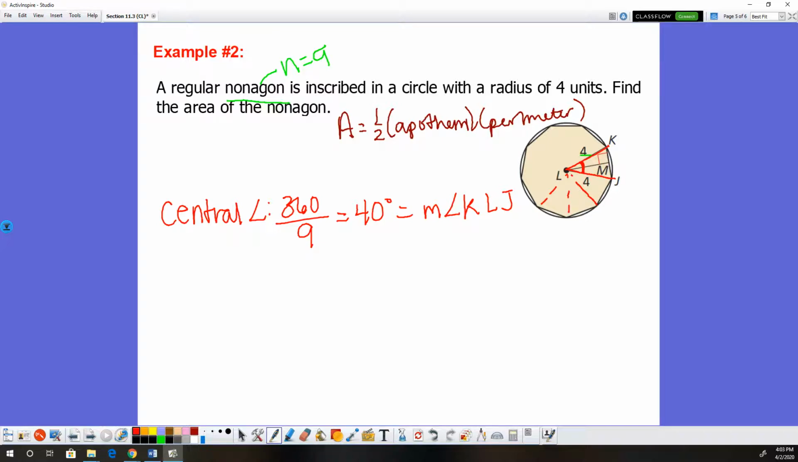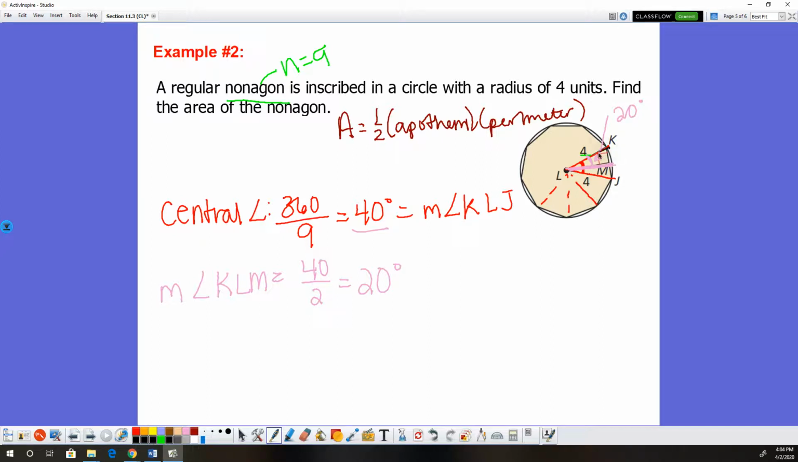Now, when I draw this apothem through it, it cuts it in half. It cuts that angle in half, it cuts that side in half. It is the perpendicular bisector of it. So that would mean that the measure of angle, I don't know, KLM, would be half of this 40. So 40 divided by 2, which is 20 degrees. Okay, so the measure of here is 20 degrees.